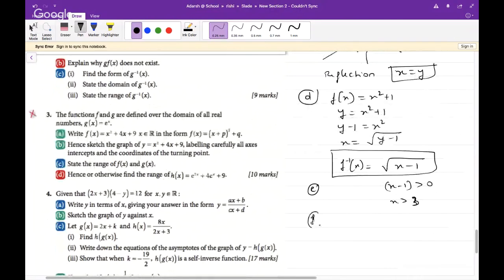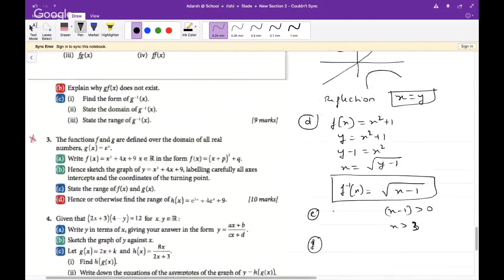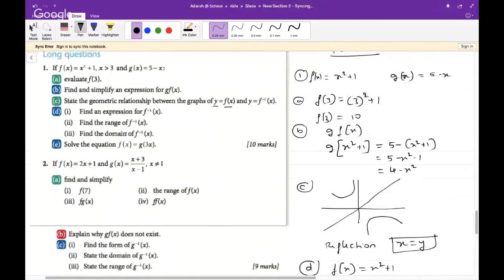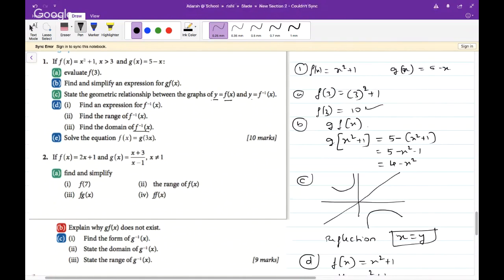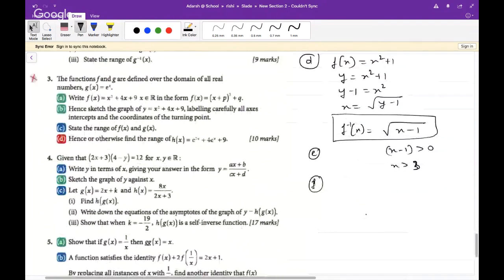Now the domain of f inverse of x will be the range of the function x squared plus 1. What is the range? When x is 3, x is always greater than 3. When x was 3, we got x squared plus 1, which was 10, which we got here. So always the domain of the inverse function will be the range of the first function. The range was 10 and more, so our domain will be y greater than 10.